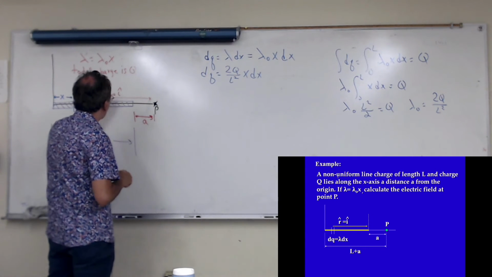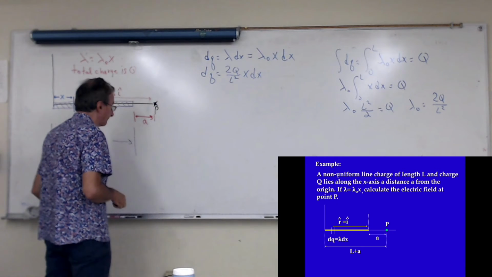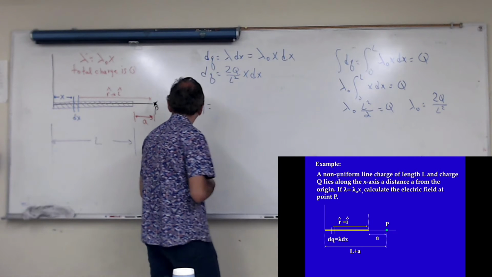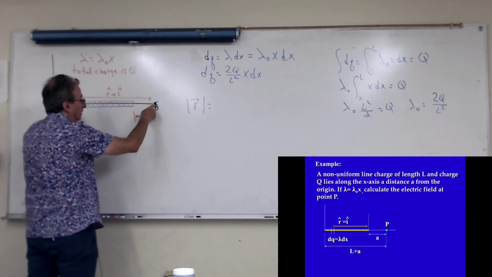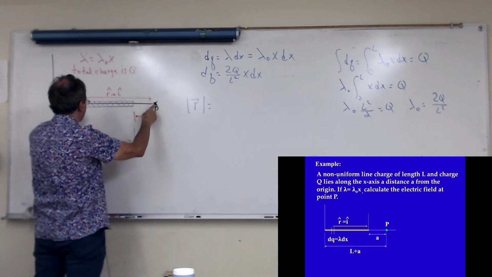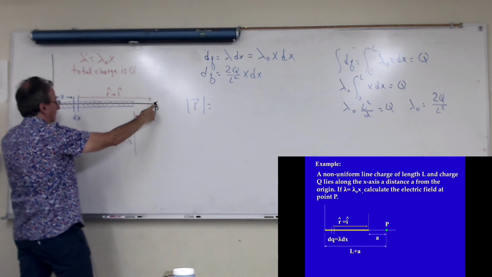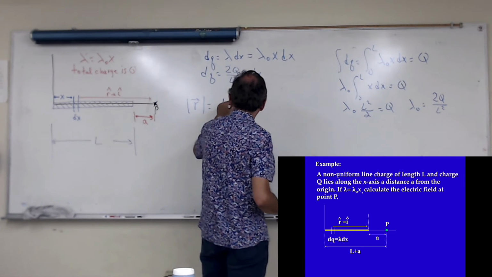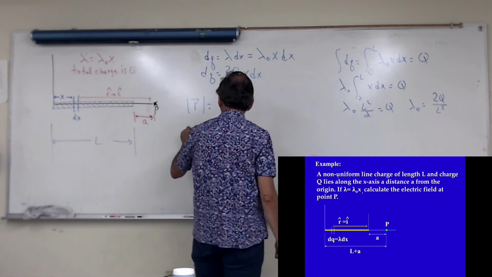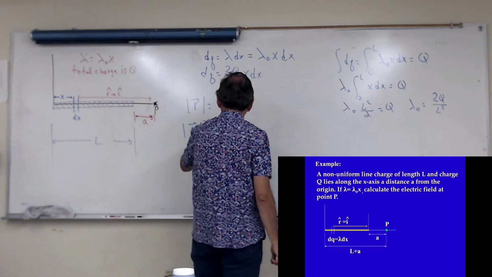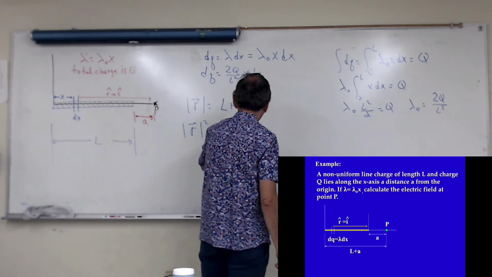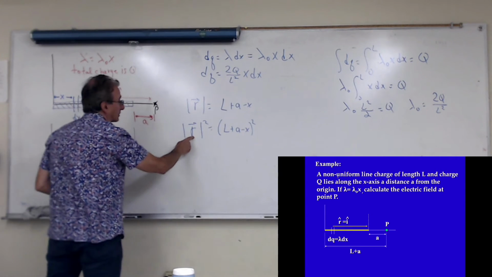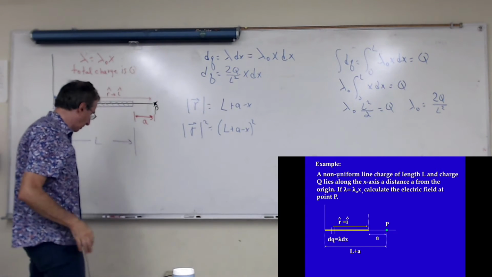Now, what about r? Basically, I need to know this distance. It's the magnitude of the vector that represents this distance. Well, it's going to be this length minus this length. So it's going to be L plus A minus x. And so r squared is (L plus A minus x) squared. I have everything. I have r hat, I have r squared, and I have my dq. I'm going to put it all together now.